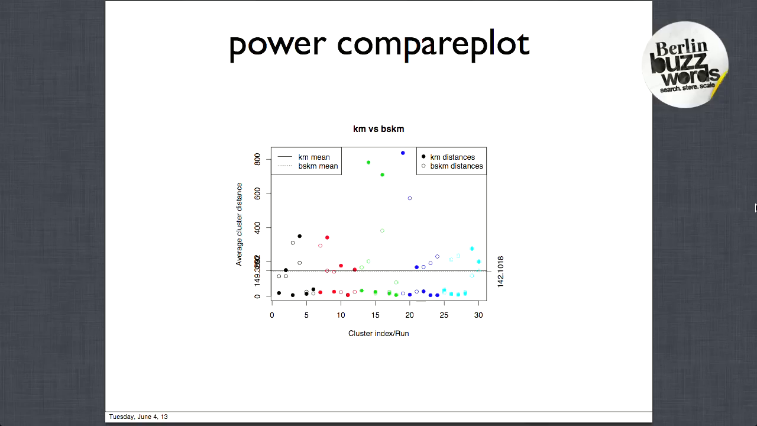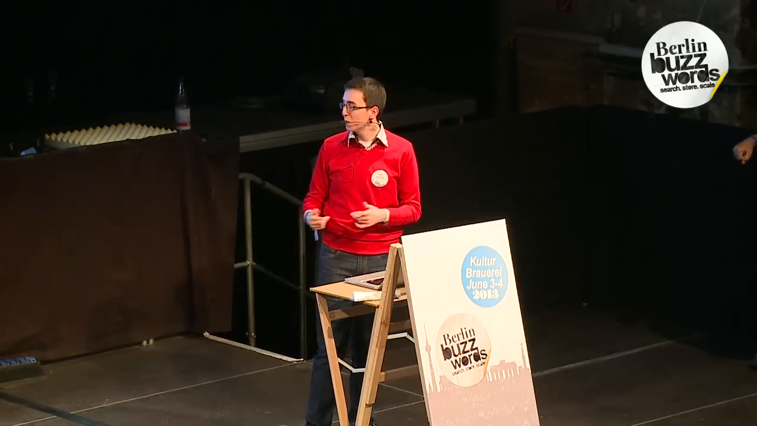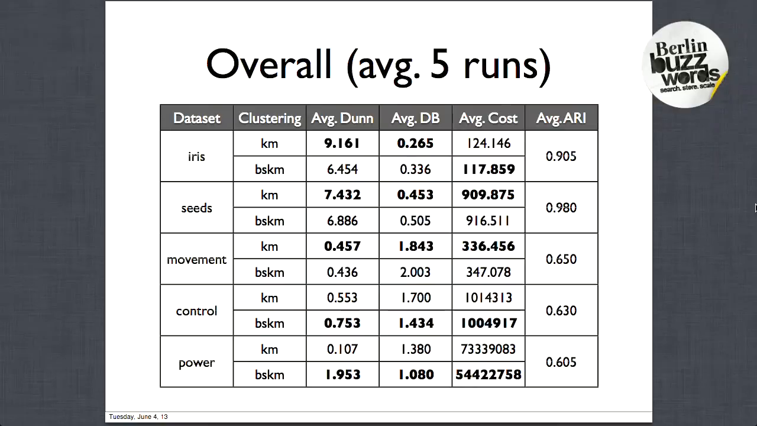Okay, so I showed you all those pretty pictures, but to summarize in a table, the bold results are better. So if the Dunn index is better, that's bold. If the Davies-Bouldin index is better, that's bold. So you can see basically that for the first 2, the iris and seeds, the clusterings are fairly similar. Like you have 0.98 and 0.9 adjusted rand index, so they do agree to a large extent.